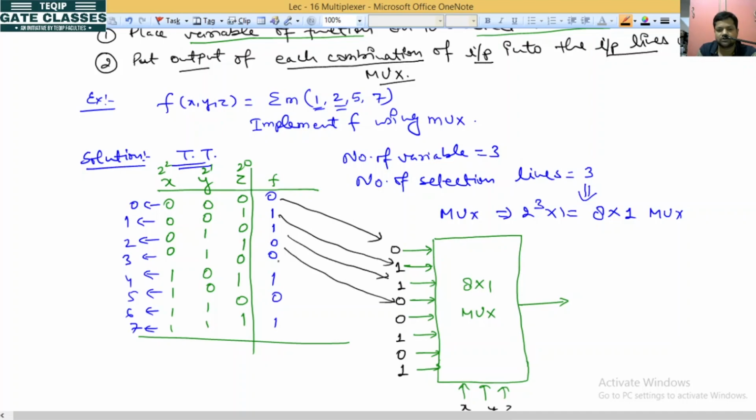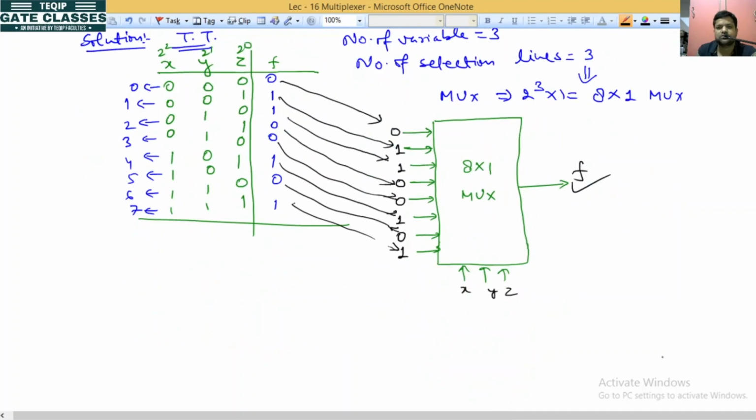You can see here, I have written. Okay? So this is the implementation of f by using an 8 cross 1 mux. This is approach 1. Very simple, very easy.